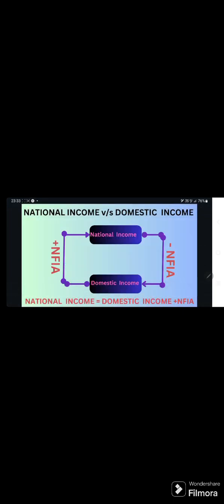The reason why we are studying the net factor income from abroad, which is the difference between FIFA minus FITA, is because it will help us to understand the concept of domestic income and national income in a much better way, because these concepts, these parameters are important in distinguishing between domestic income and national income. So here's the flow chart.